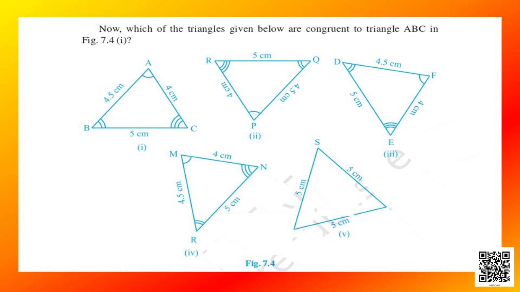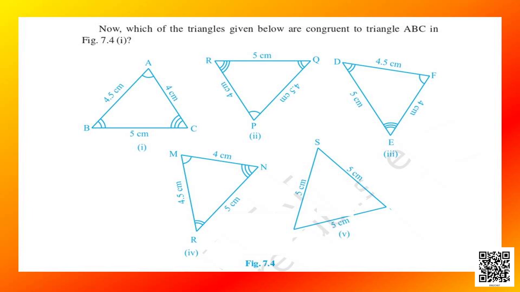The first triangle has sides 4.5 cm, 4 cm and 5 cm. Same as the next triangle, it has also the sides 4 cm, 5 cm and 4.5 cm. Same goes with figure 3 and figure 4. What about figure 5? It has sides of 5 cm each. So, the fifth triangle is the odd one out, isn't it? But whether all the four figures are congruent?